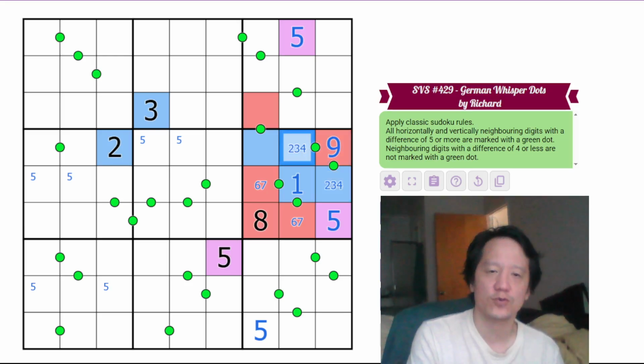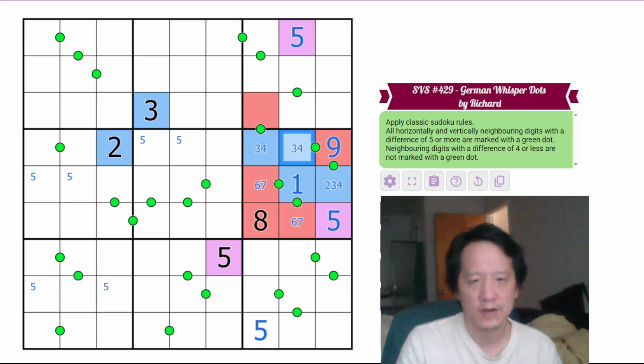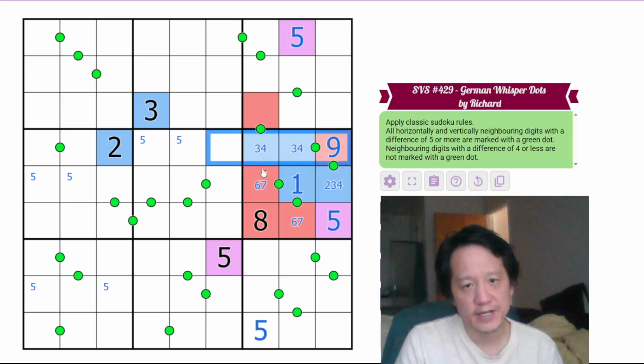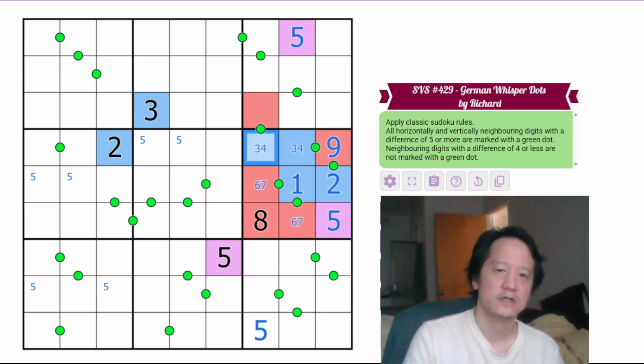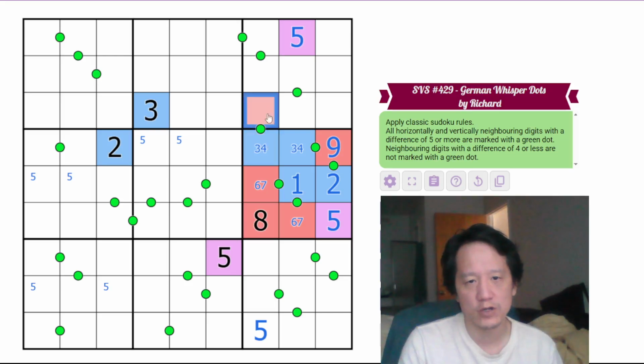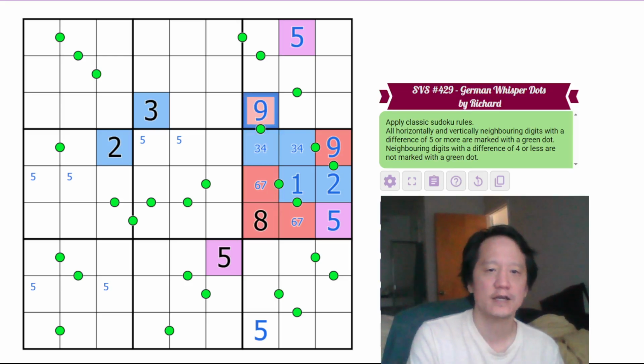This is 2, 3, or 4, and this can't be 2. This is the 3, 4 pair. Therefore, the remaining digit has to be a 2 that's low in box 6. This is a 3, 4 pair. 3 and 4 can only be next to 9 because there's no 8 in the column. So this has to be 9.